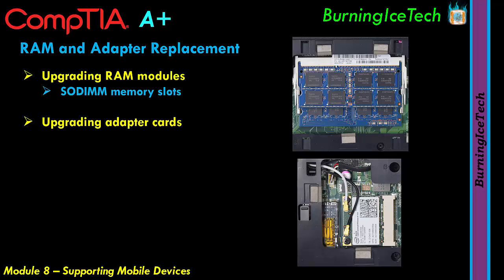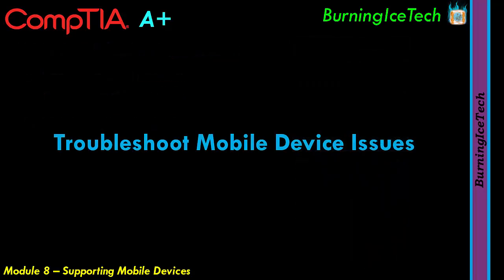So what is the next section in this module called? It is called Troubleshoot Mobile Device Issues. And this is luckily the last section in this module, guys. So you've made it just a little bit longer.